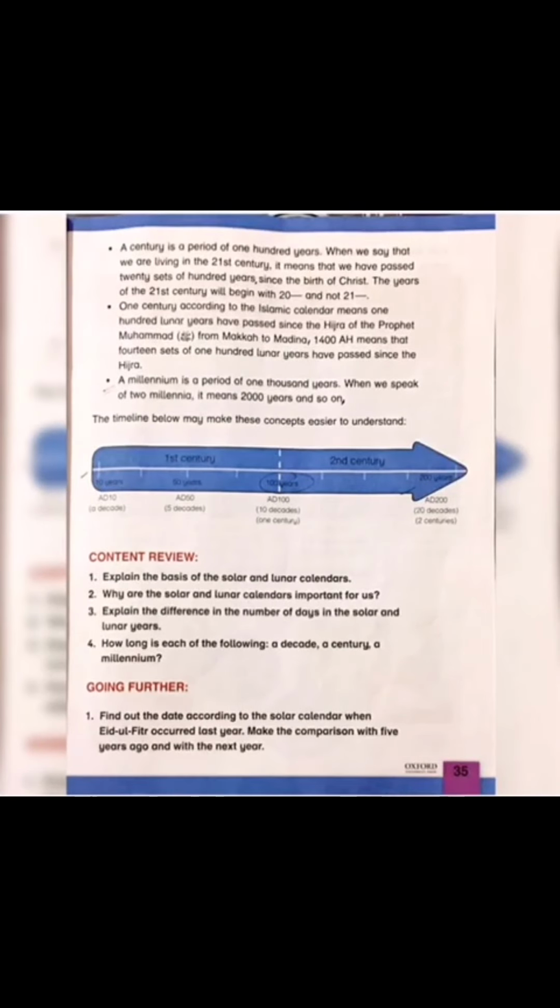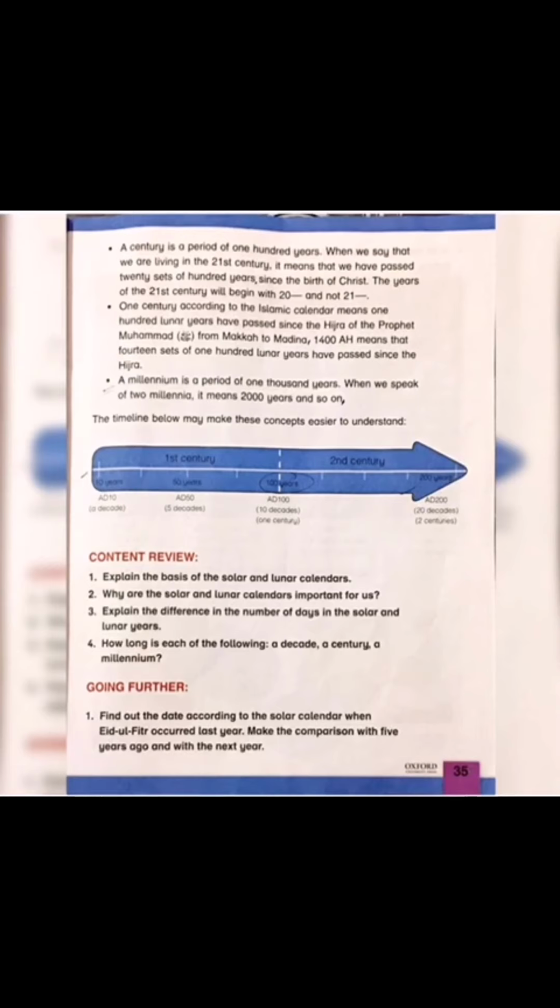Now, dear students, look at our next topic: a decade, a century, and a millennium. A decade is a period of 10 years. When we talk about 2 decades, we mean 20 years and so on. A century is a period of 100 years. When we say that we are living in the 21st century, it means that we have passed 20 sets of 100 years.